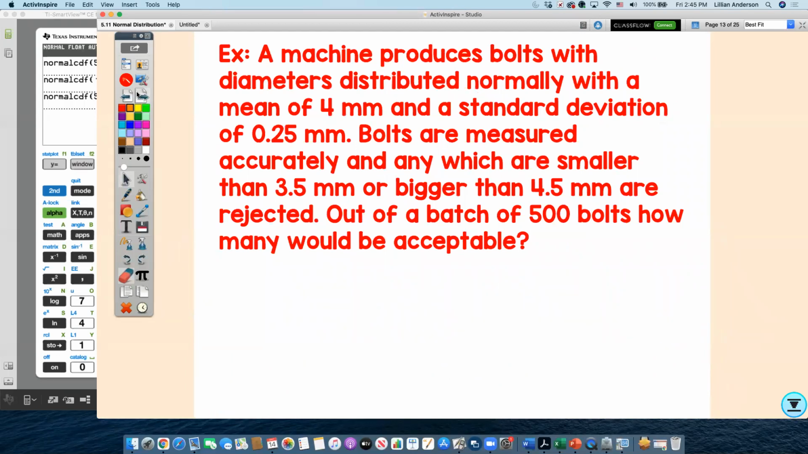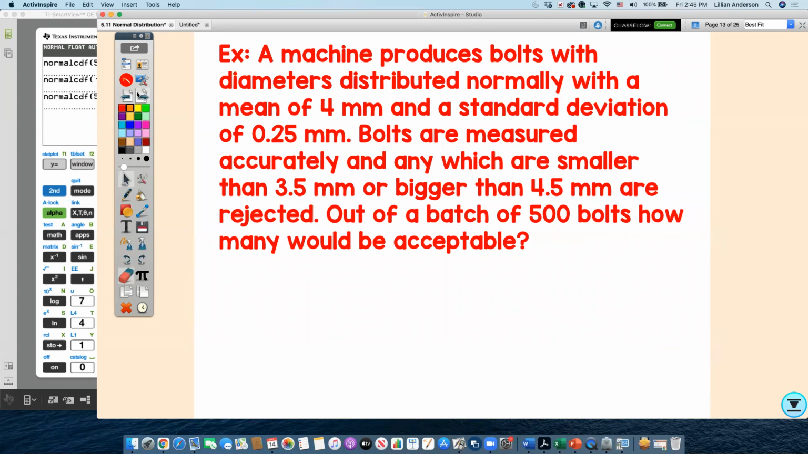This one here. A machine produces bolts with diameters distributed normally with a mean of 4 and a standard deviation of 0.25. Bolts are measured accurately, and any which are smaller than 3.5 or bigger than 4.5 are rejected. Out of a batch of 500 bolts, how many would be acceptable? This mixes what we're talking about today with an older concept, expectation, expected value.